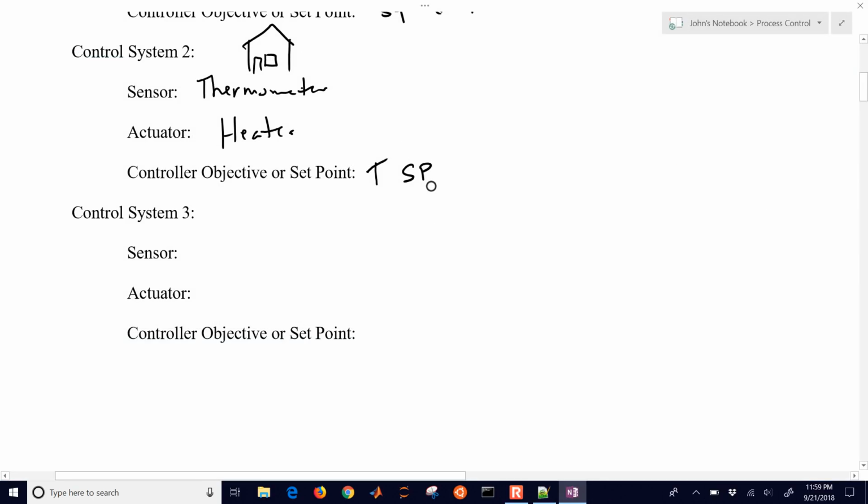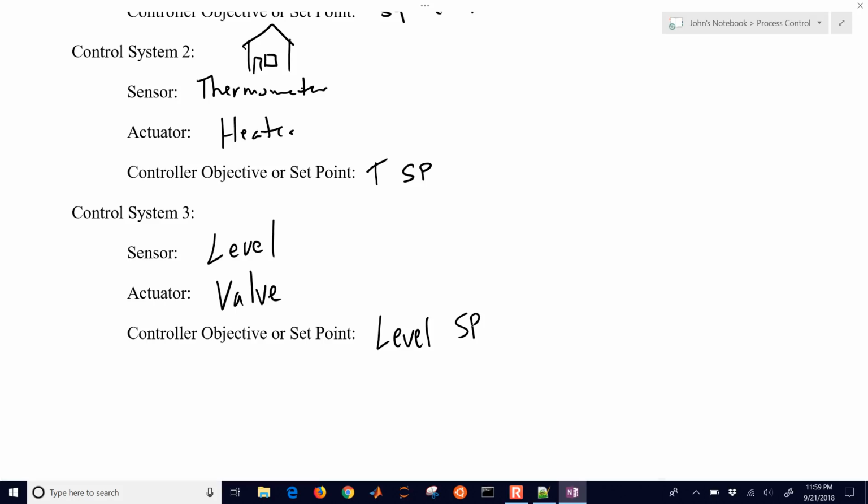In that control system 3, the sensor is going to be the level. The actuator is the valve, and often it's a valve or a pump or a compressor or something that's able to make that change. And then we have a level set point. So when the sensor is measuring the thing that we're trying to drive to the set point, that's called feedback control.